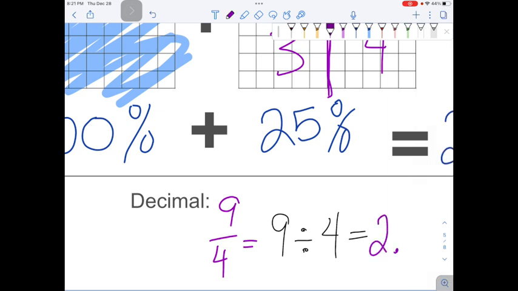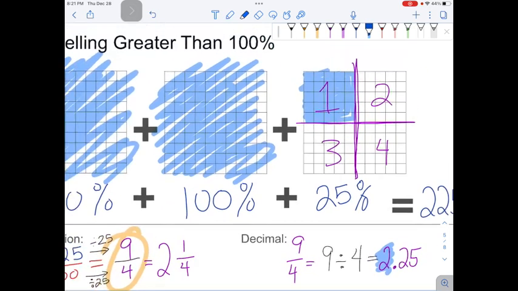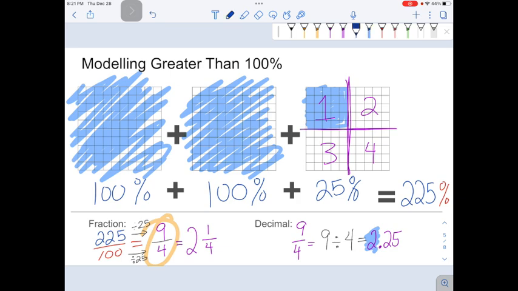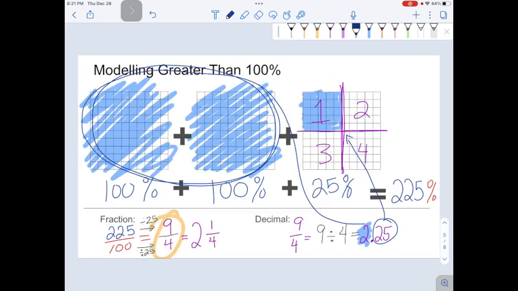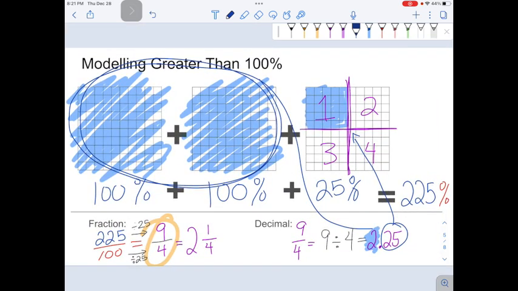This makes sense too. Our whole number in front, this big 2 here, refers back to the 2 big squares that we colored in. Right? This 25 refers back to how many we colored in there, because that's hundreds. All right, so we can clearly have percents that are more than 100%.